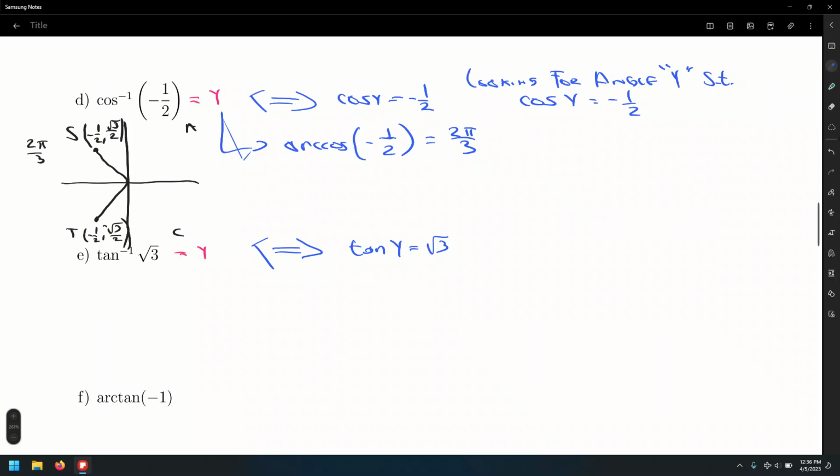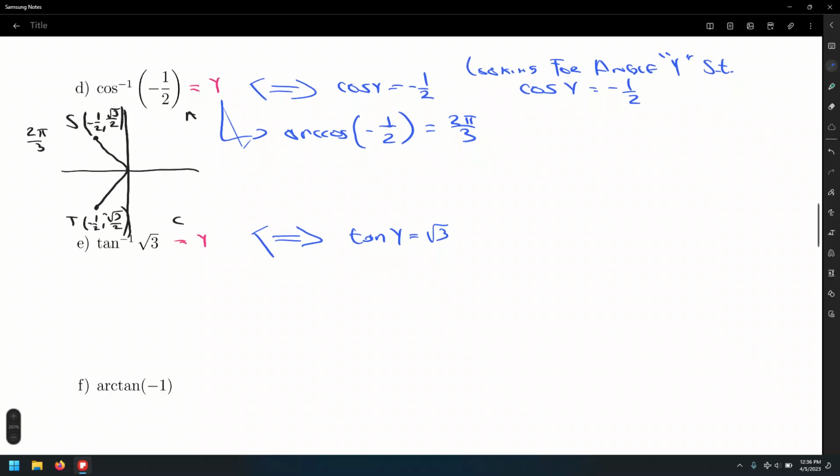Okay. First of all, again, in words, we're looking for an angle y such that tangent y equals root of 3 over 1. Now check this out. So do we agree that this root of 3, okay, before getting into the trick.